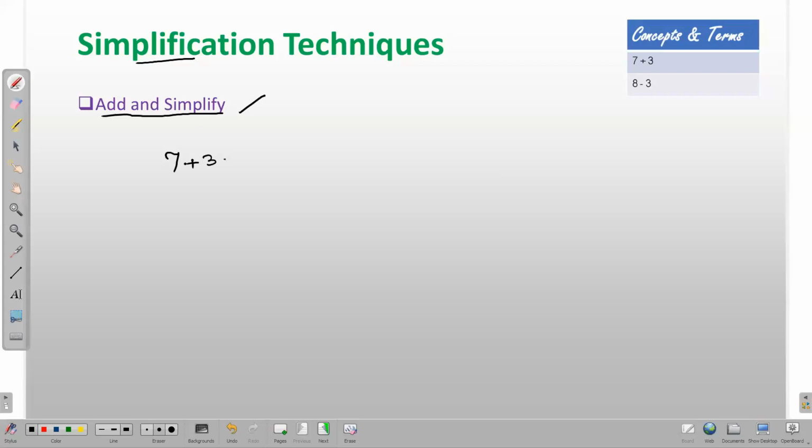7 plus 3. If somebody writes that, what will you write? 10. Then somebody is writing 7 plus 3 plus 4 plus 2. What will you write immediately? 16. So this is add and simplify. Whenever there is a long math, you will make it shorter and shorter.